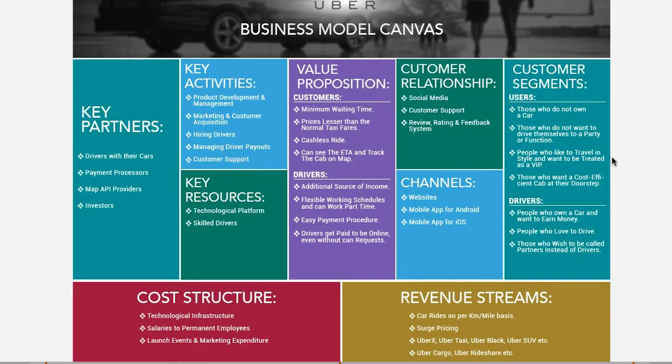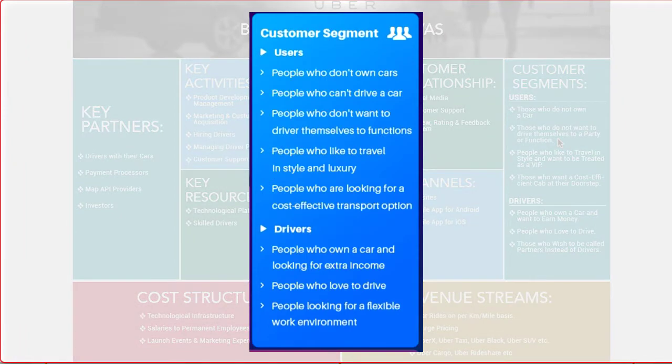Customer segments, users and drivers, they segmented very clearly. So users are those who do not own a car, they want to get a car. Those who do not want to drive themselves to a party or function, because when people go to a party, they like to drink, and when they are having drinks, they cannot drive because of the law of the country, and it's not safe for them as well. So they would like to take another car, with somebody driving for them. And the people who like to travel in style and want to travel as a VIP.